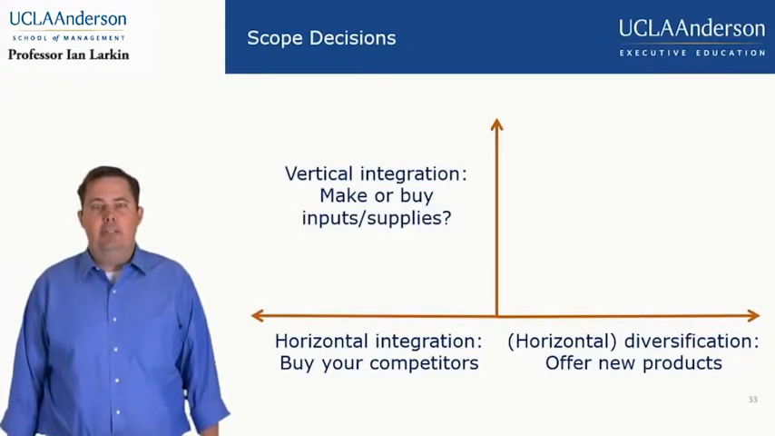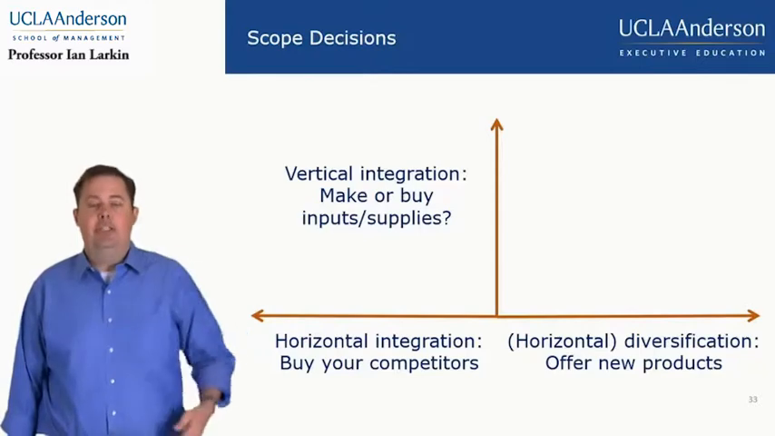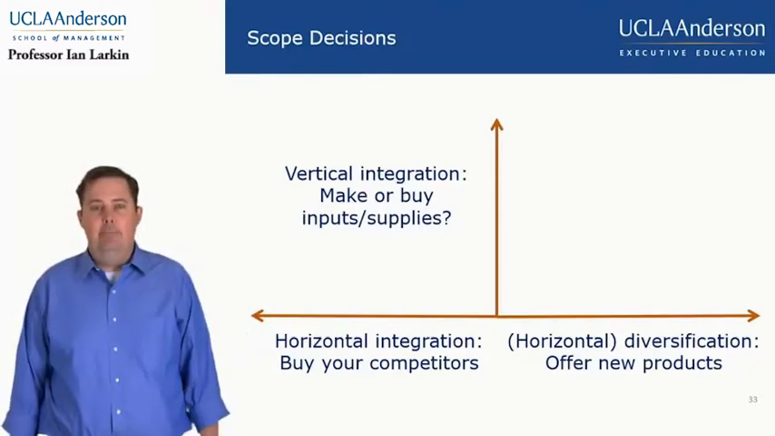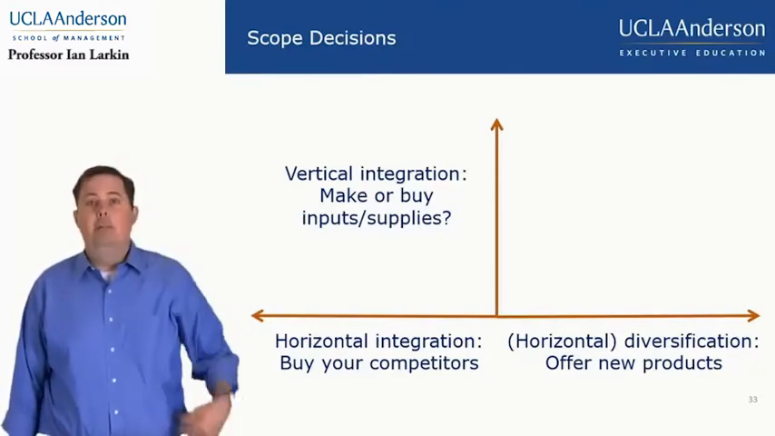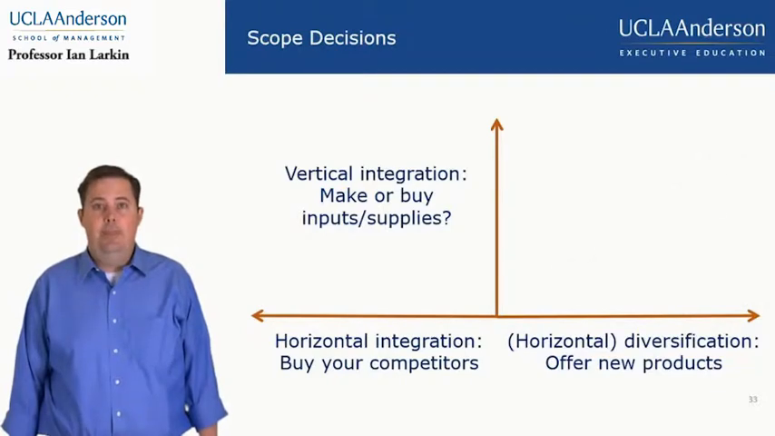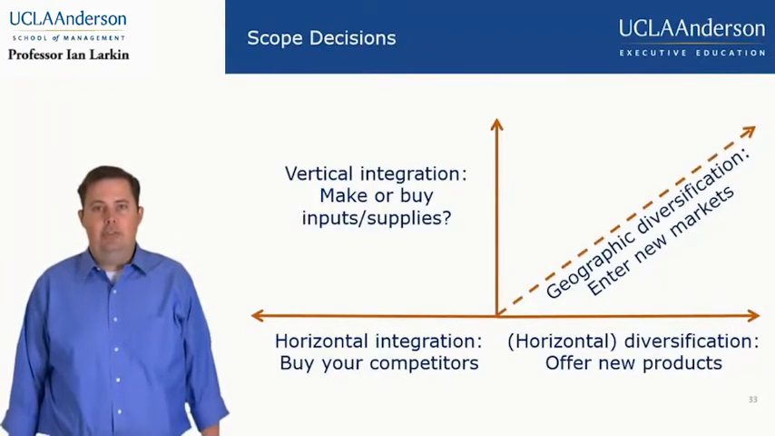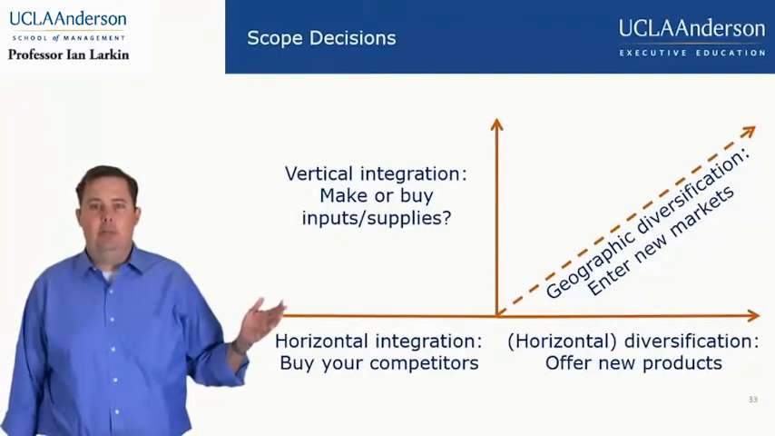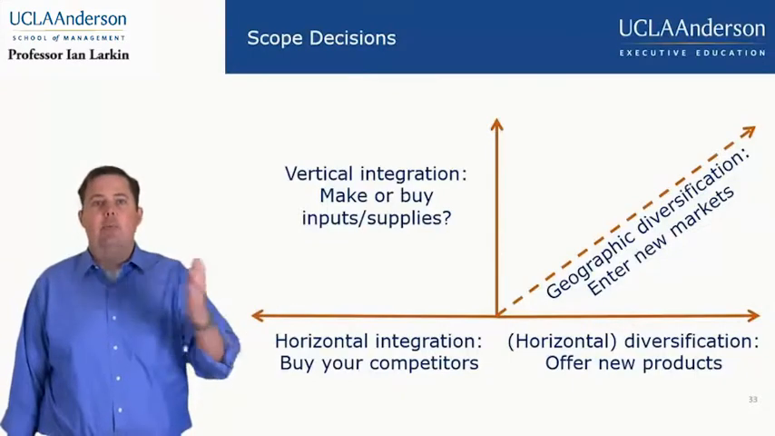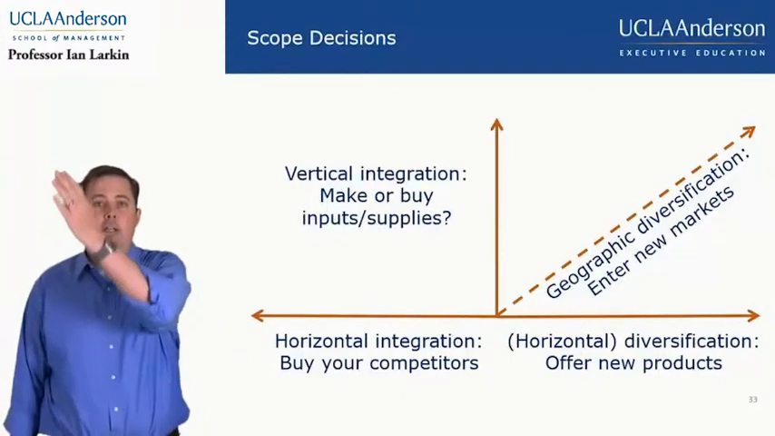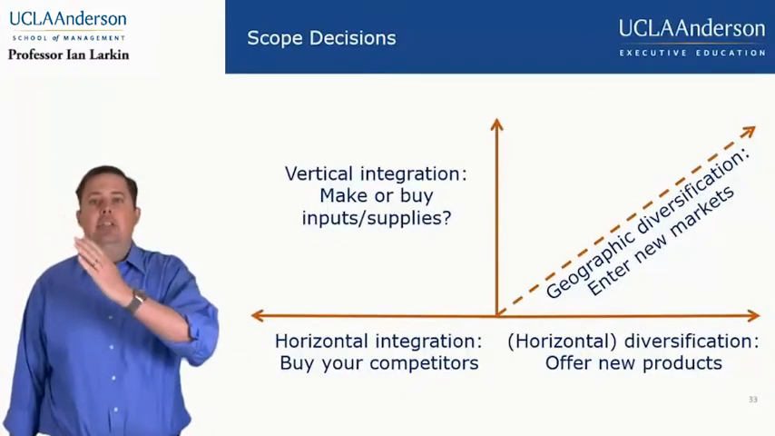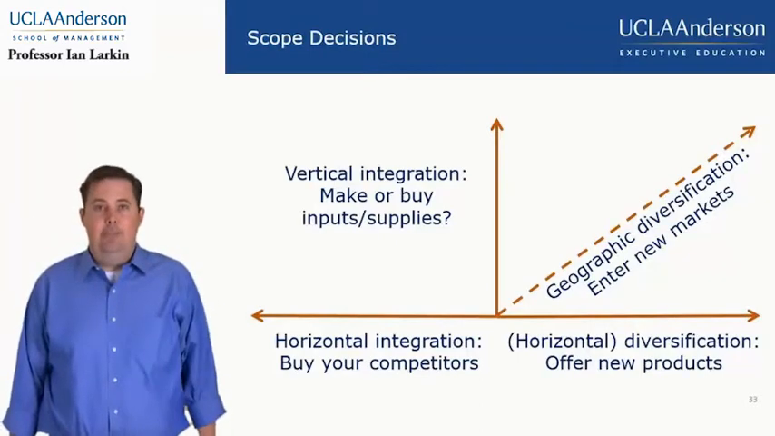Also talking about integration, there's the vertical scope of integration. Should we make or buy our inputs or supplies, or our upstream distributors? Then a final dimension of corporate scope is geographic diversification. When should we enter new markets? So again, we've already talked about horizontal diversification. Today we're going to talk about horizontal integration, vertical integration, and geographic diversification.